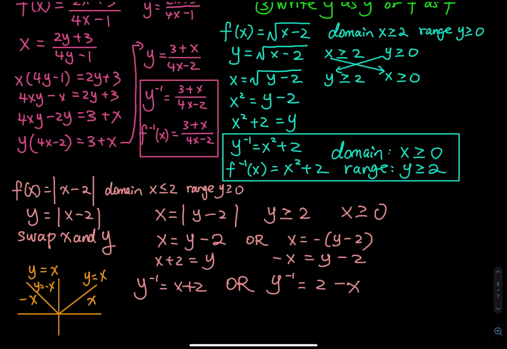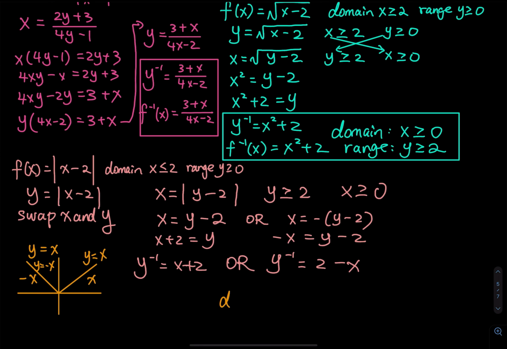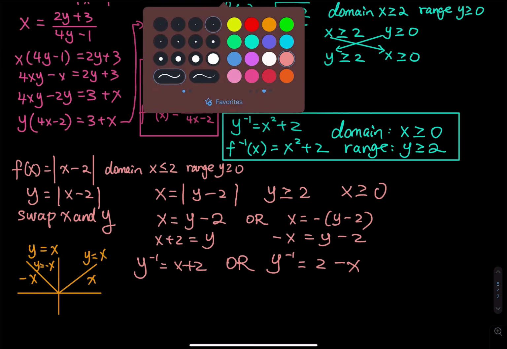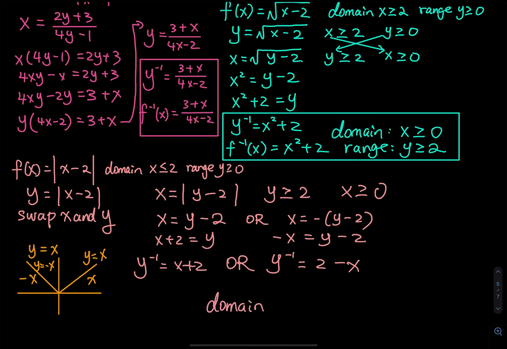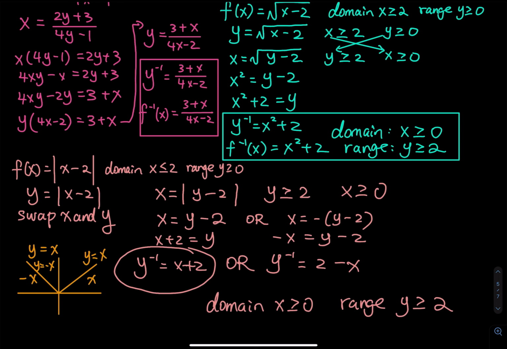Now, which piece do we want? The one on the left or the one on the right? The answer is you have to think about which piece satisfies this domain. So the domain is x greater than or equal to 0, and then the range is y greater than or equal to 2. Does this piece satisfy the domain? When x is greater than or equal to 0, so let's say x equals 10, greater than or equal to 2.